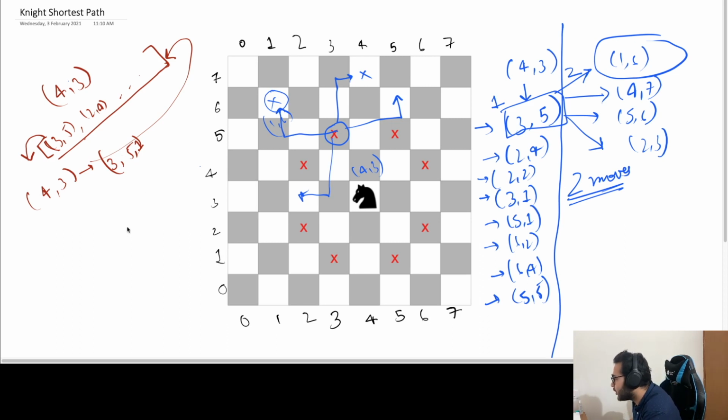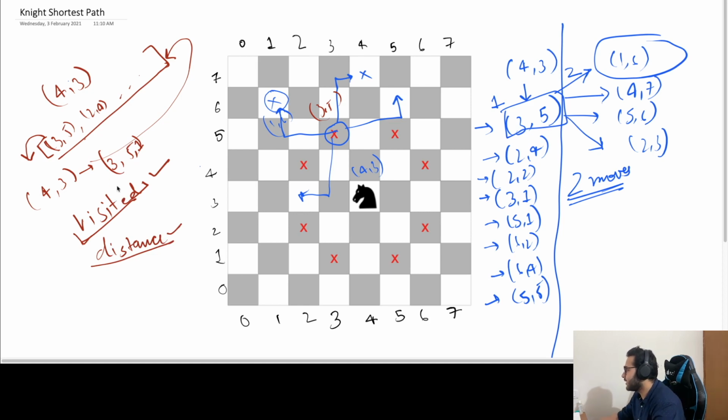One also important point to notice: suppose from 4 comma 3 I came to 3 comma 5. From 3 comma 5 I can again go to 4 comma 3. So I also have to keep a check of what is visited. So I need to check visited, and I need to keep a note of distance. These two things I need to take care of. And the algorithm is simple and straightforward.